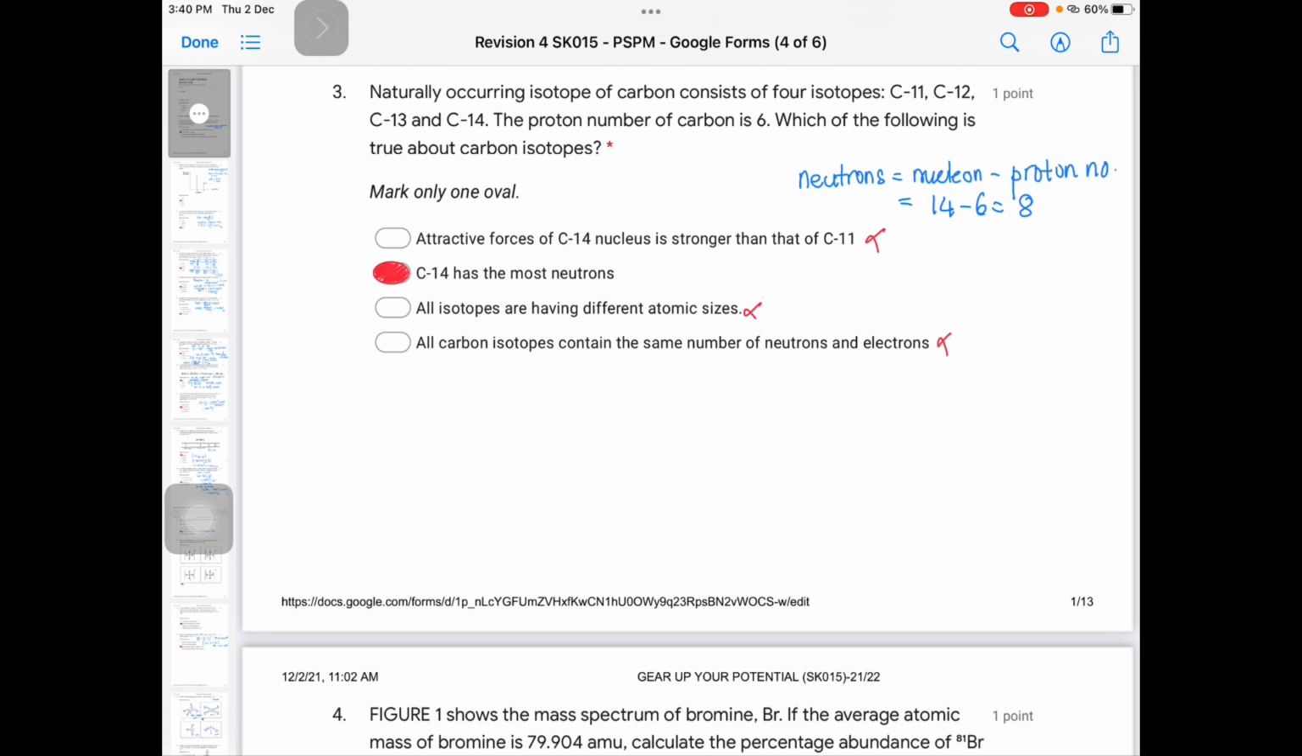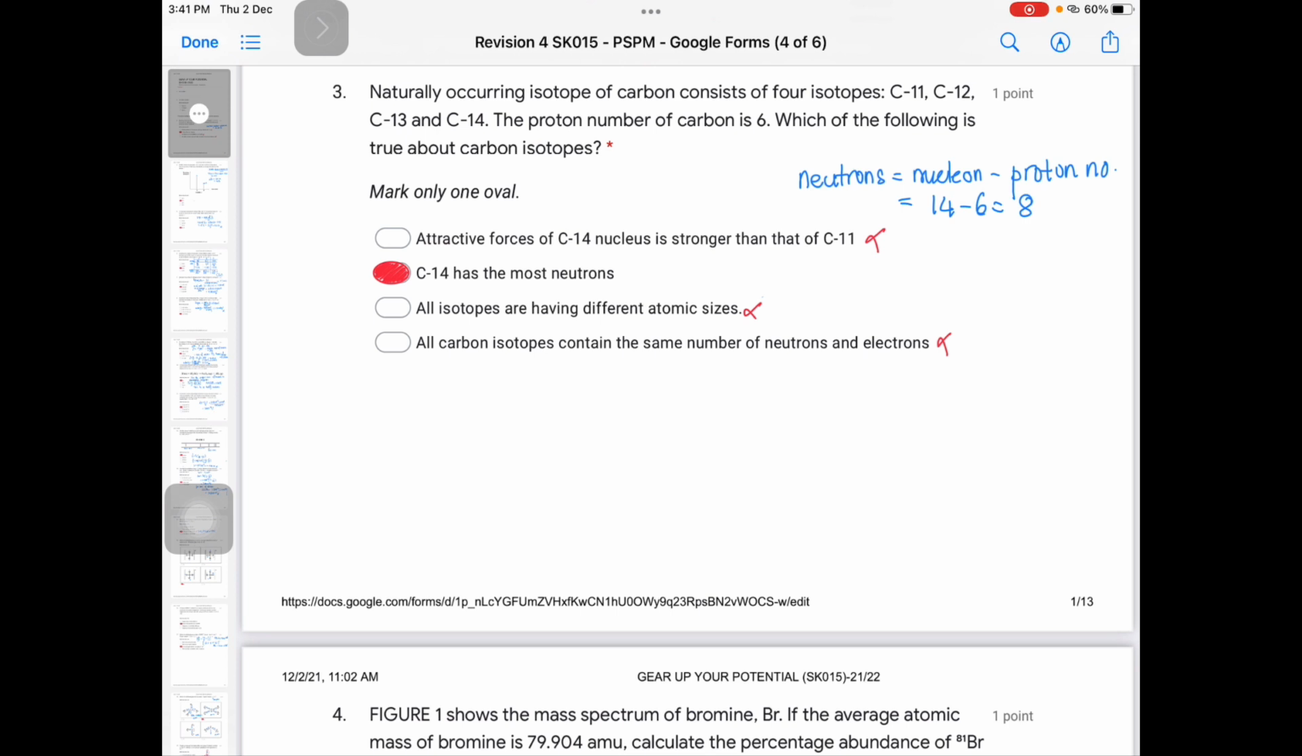Jadi dekat sini kita ada neutron. Okay, attractive force of carbon 14 nucleus is stronger than that of carbon 11. So this one is wrong. Okay, carbon 14 has the most neutron. So this one is correct because untuk cari bilangan neutron is nucleon minus proton. Okay, which is 14 minus 6, so kita dapat 8. And the rest is 11 minus 6, 5, 12 minus 6, 6, then 13 minus 6, 7. Okay, jadi jawapan dia adalah B.